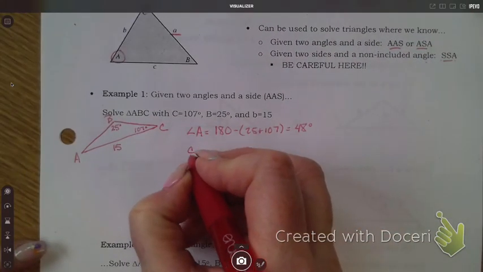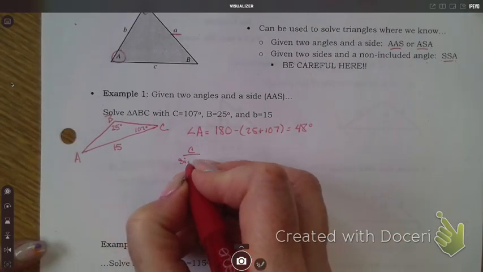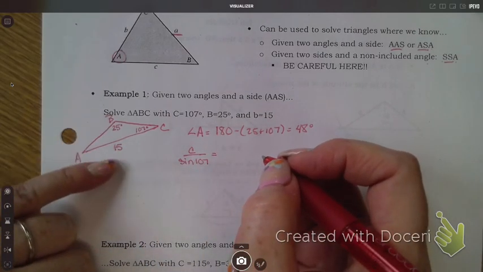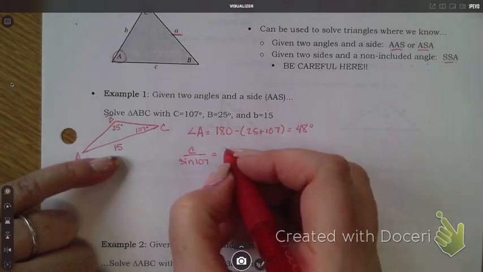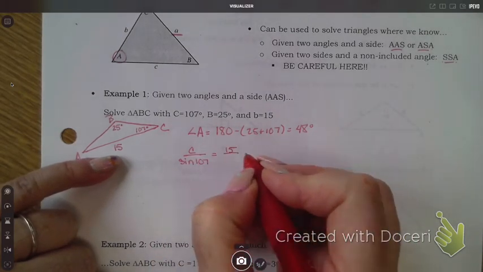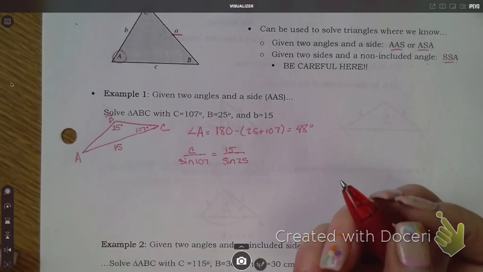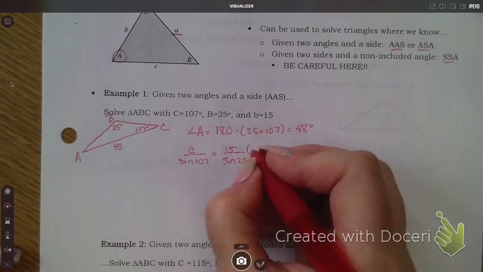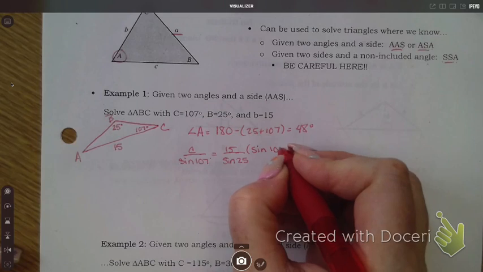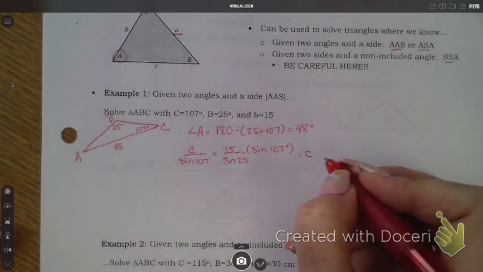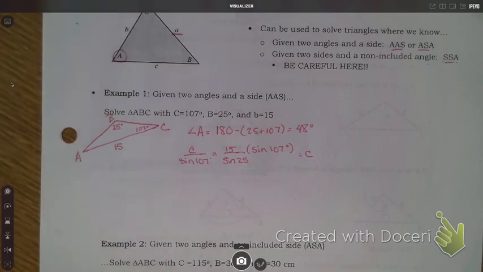Okay, so C over sine of C. Well, what is angle C? 107. So C over sine of 107 equals, and then I use my complete set. So if I put a side on the top, I have to have a what on the top? A side. Over sine of 25. So then I would multiply over by sine of 107. Do you see all my work here? Yes. I should see all your work. So this equals C. So is this an appropriate time to use the calculator? Yes. All at one time.